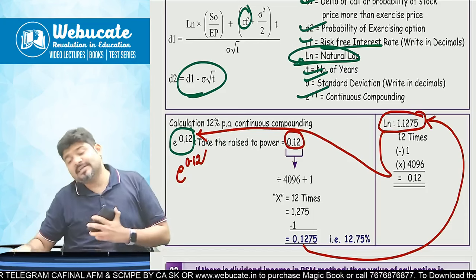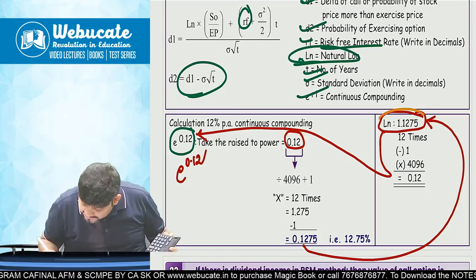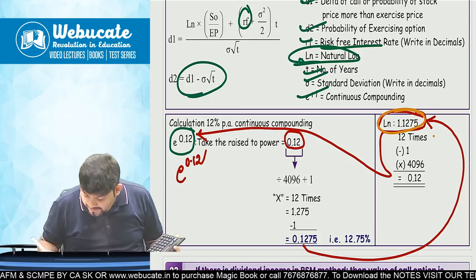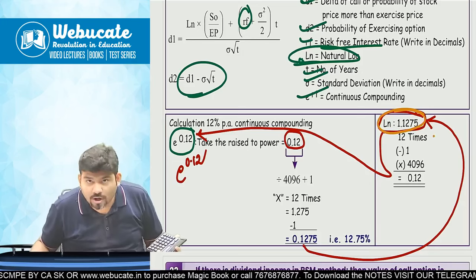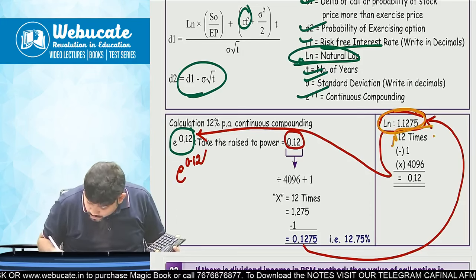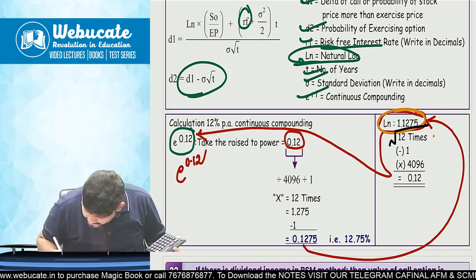The opposite is the natural log, ln, of 1.1275. How do you calculate this natural log of 1.1275? So we will have to take the root. Oh, I think this root is missing here. Yeah.